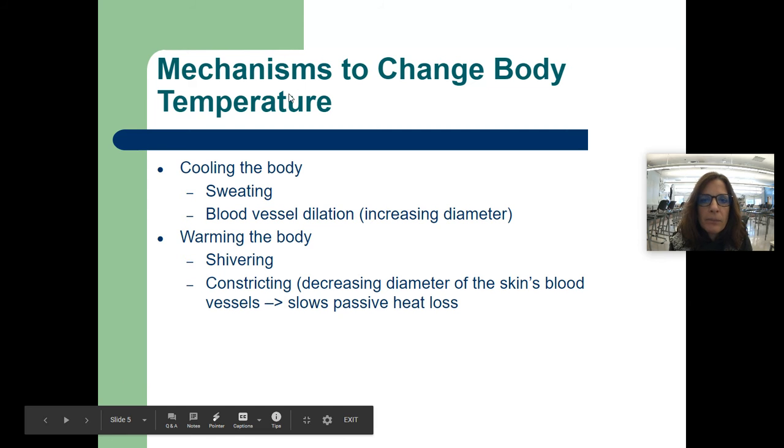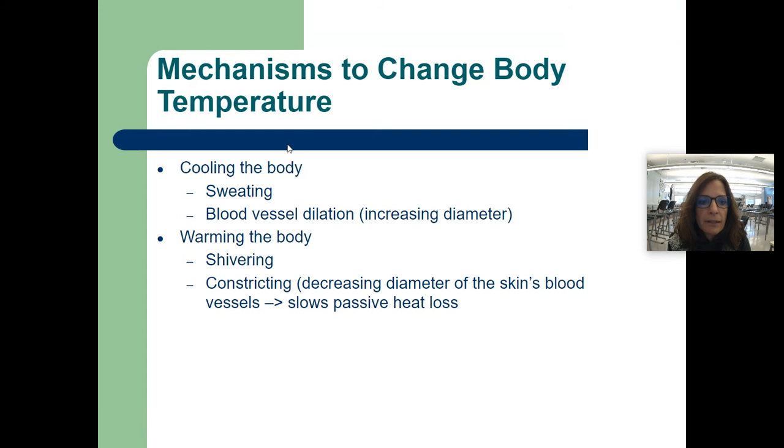So, what are mechanisms to change your body temperature? When you want to cool the body off, we all know we sweat, right? And that causes the liquid sweat to turn into water vapor, taking heat away. And then also, your blood vessels dilate, which means that they get bigger. So, if all that blood is on the surface of your skin at 98.6, then it can radiate that heat off into the environment, cooling you off.